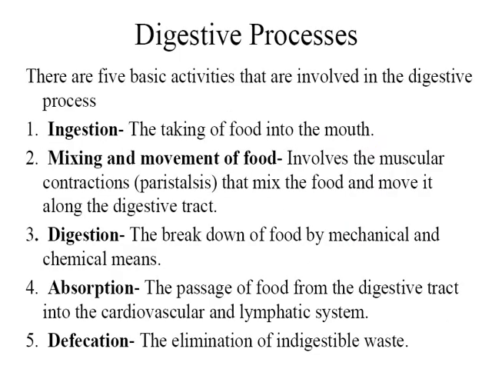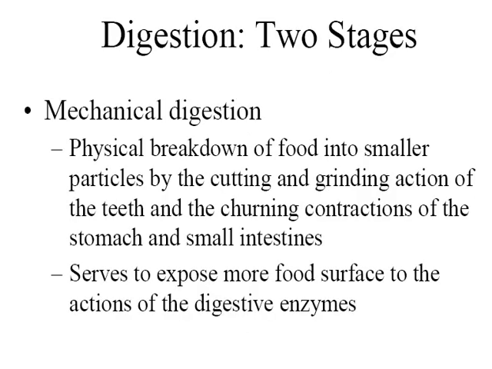So we have ingestion, then mixing and movement, digestion, absorption, and defecation. Everything is brought about by these processes. If we just see digestion, we can divide it into two stages: first the mechanical and then the chemical stage. Mechanical digestion is the physical breaking down of food into smaller particles, by your teeth, your salivary glands, and your stomach's churning contractions, and it serves to expose more food surface to the action of enzymes.